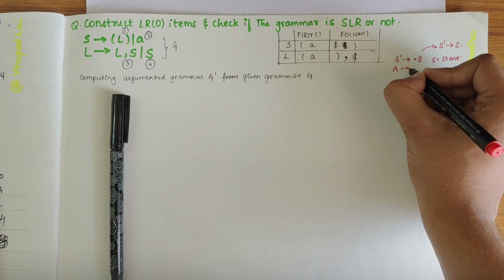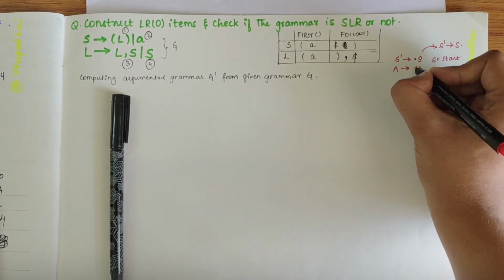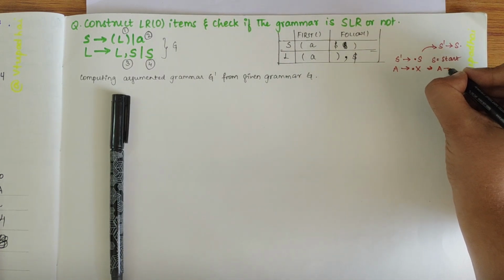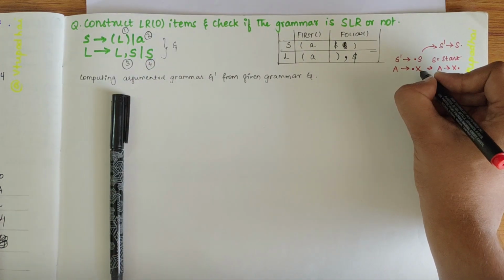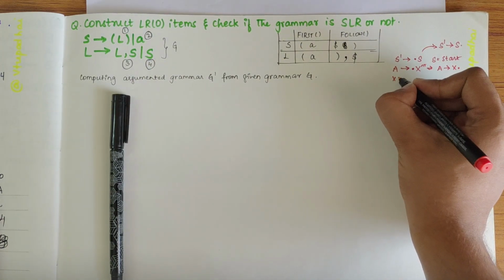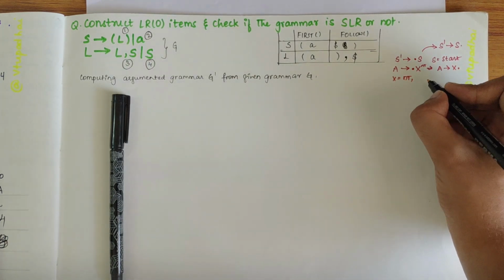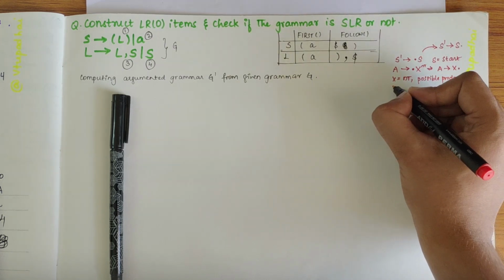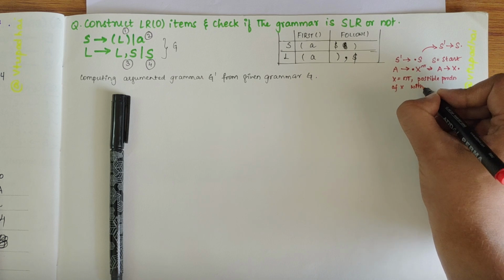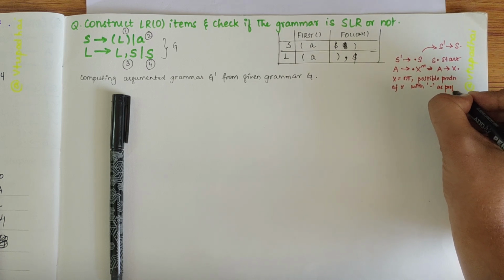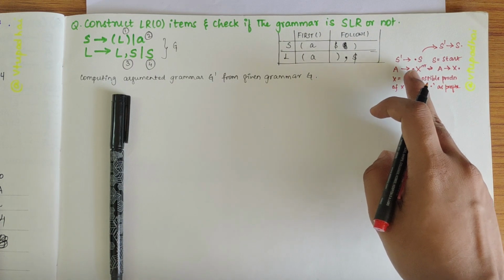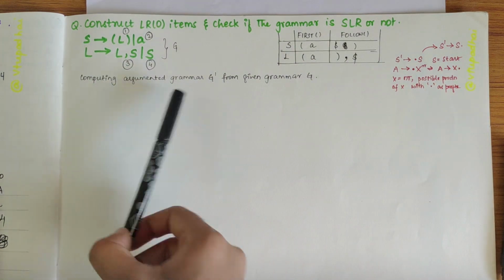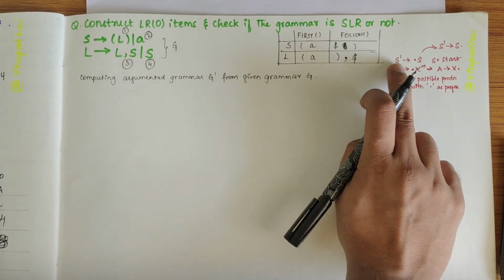If there's any other production, A derives X, and there's a dot at the start, then I should shift this dot towards the end. Suppose after the dot I have a non-terminal, if X is a non-terminal, then I should write all the possible productions of X with dot as prefix, and I should perform the same operation, that is shifting the dot to the end in all the following cases. So let me start with S dash derives dot S.